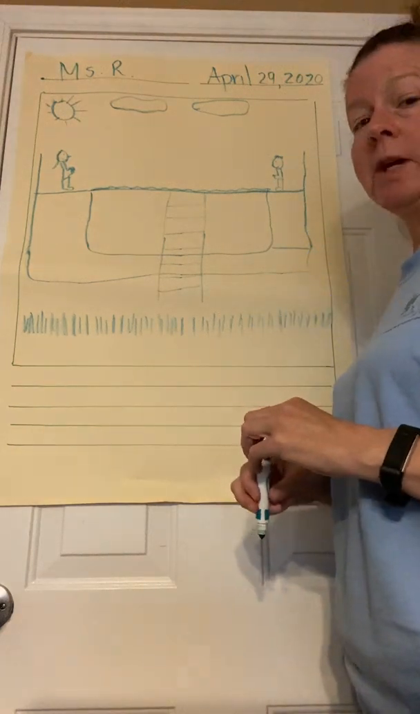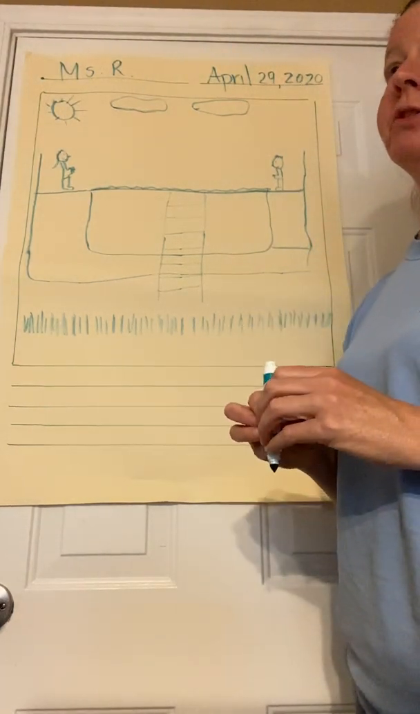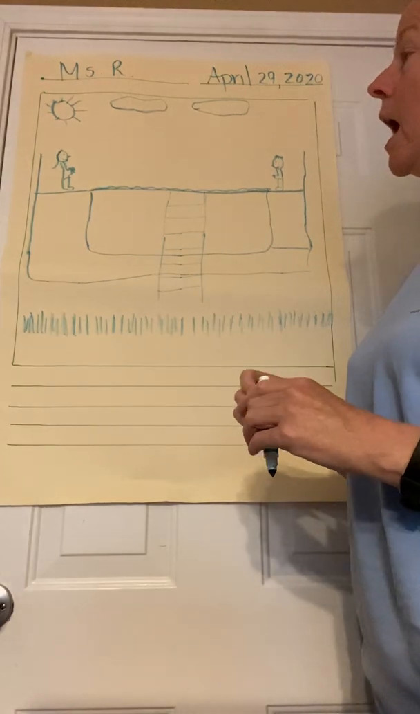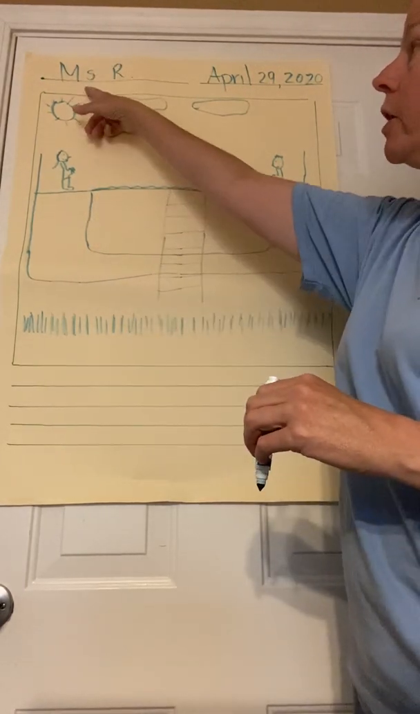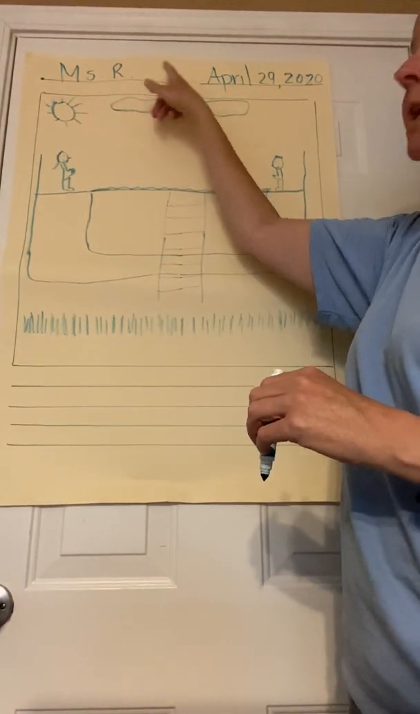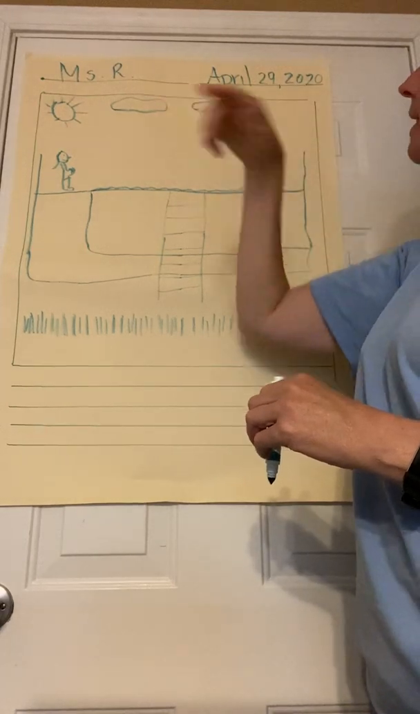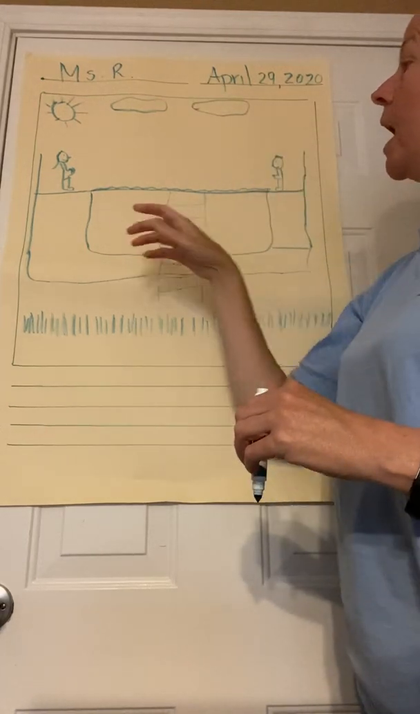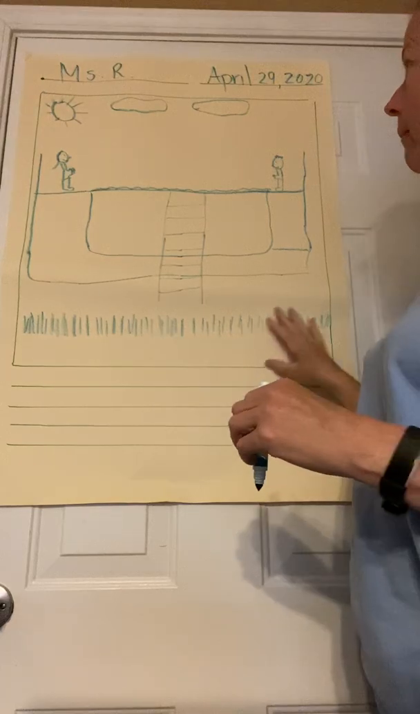All right, it's Miss Rickman back here, ready to do part 2 of our writing lesson. In part 1, we wrote our name up on the name line. We wrote the date, which today is April 29th. And I drew my picture in my box right here.